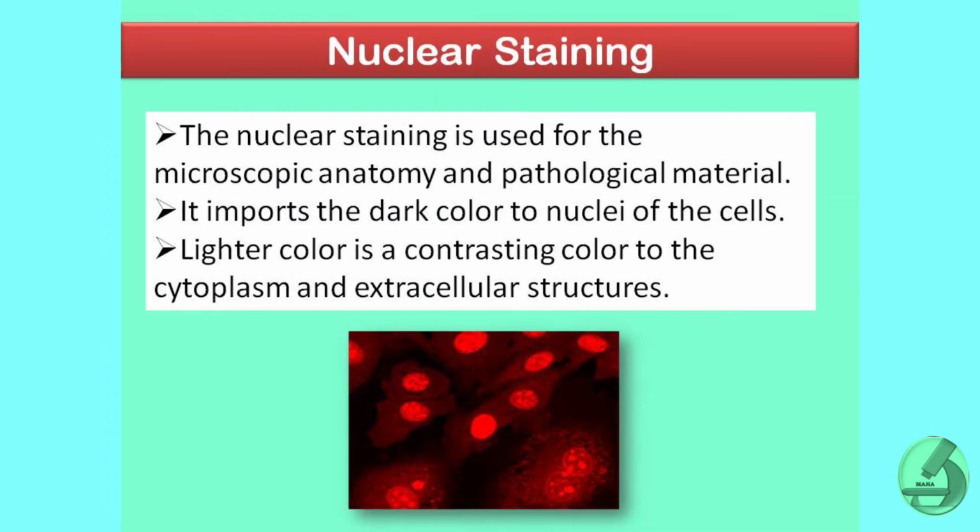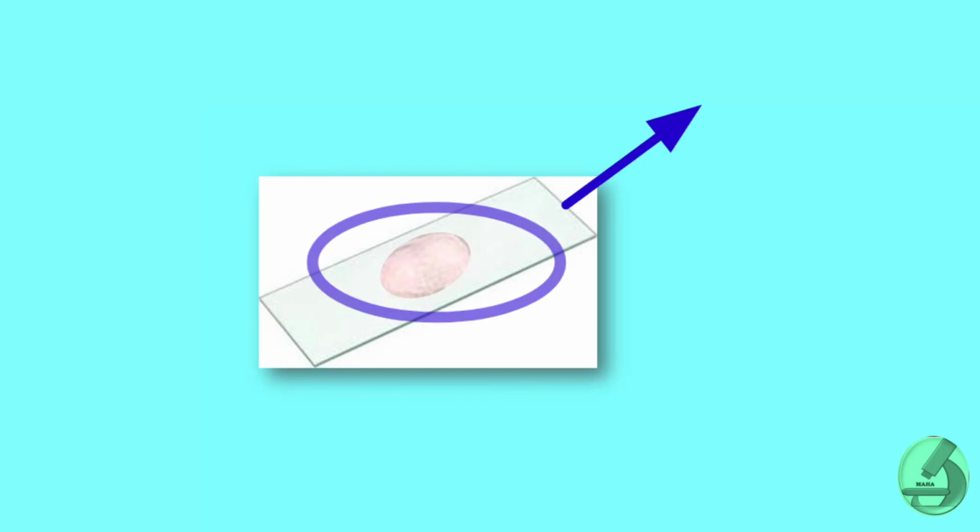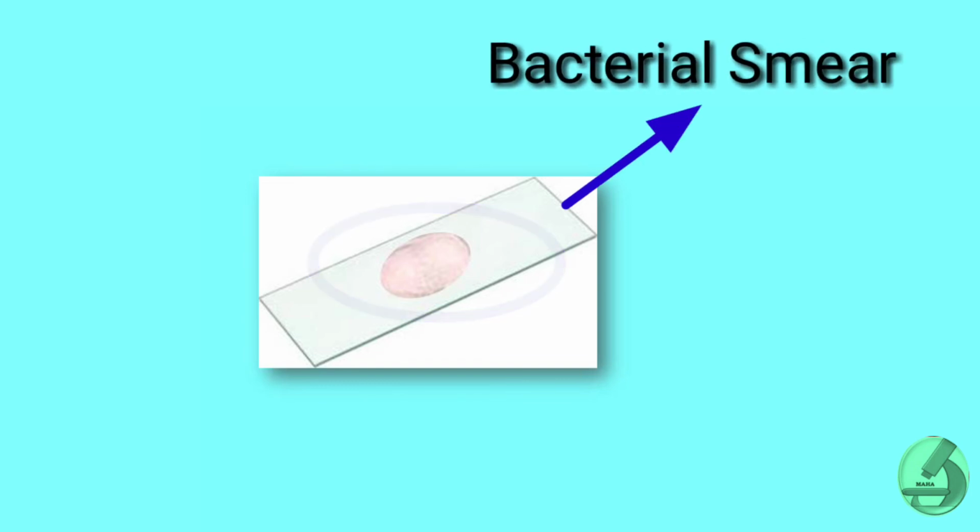Nuclear staining. The nuclear staining is used for microscopic anatomy and pathological material. It imparts a dark color to the nuclei of the cells, while a lighter color is the contrasting color for the cytoplasm and extracellular structures. All microbiological staining procedures require preparation of smears prior to the execution of any of the specific staining techniques that I have described in this video.